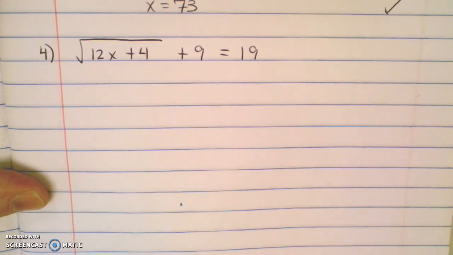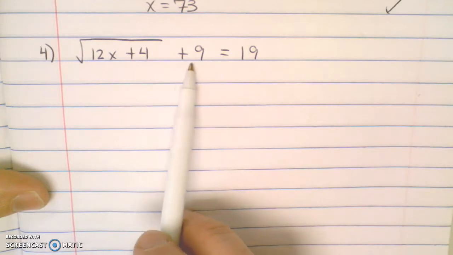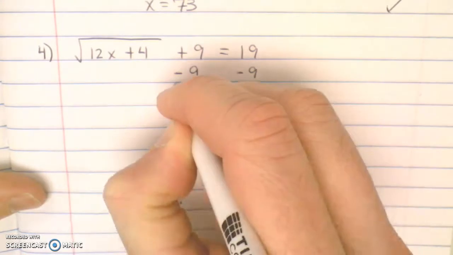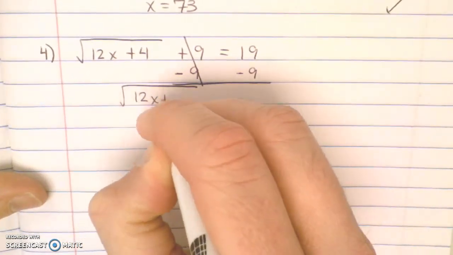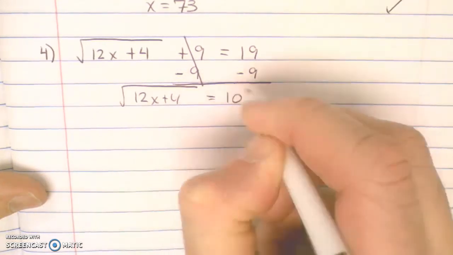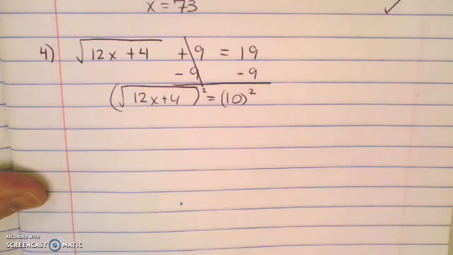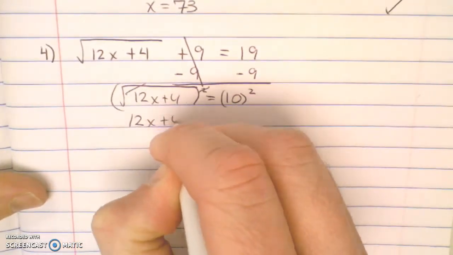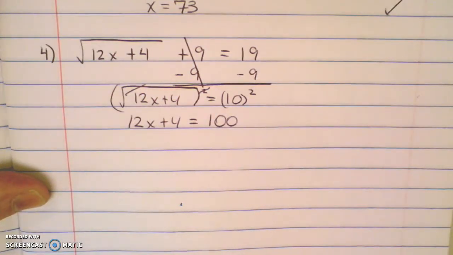So the first step is we want to get the radical all by itself. So I've got to get rid of this plus 9. Since this plus 9 is on the outside, I can undo it. So I have the square root of 12x plus 4 equals 10. We're going to square both sides now. So the square cancels out with the square root. So I have 12x plus 4 equals 100, because 10 times 10 is 100.